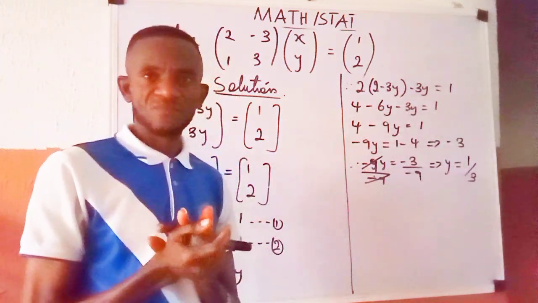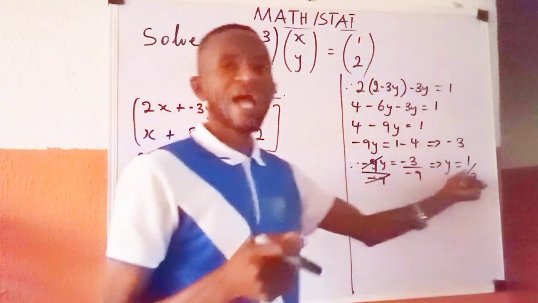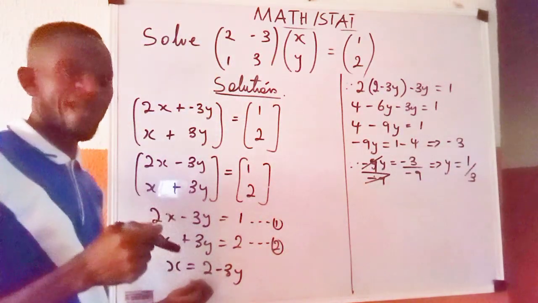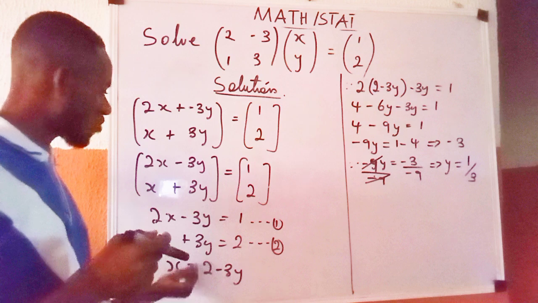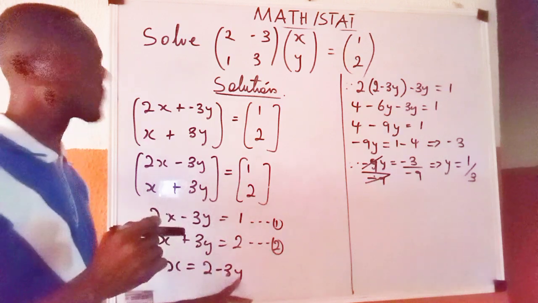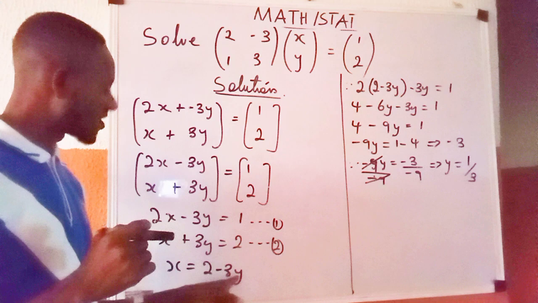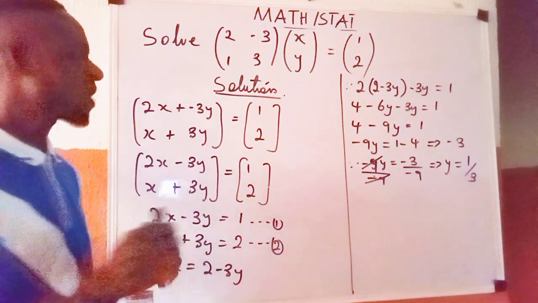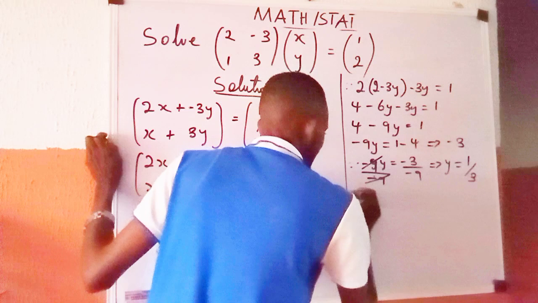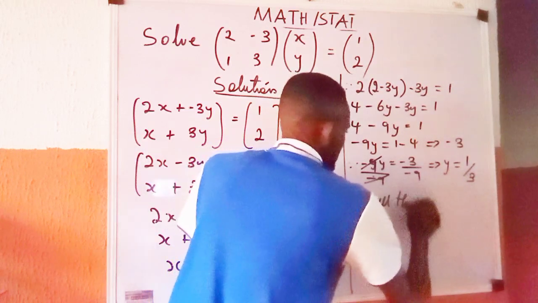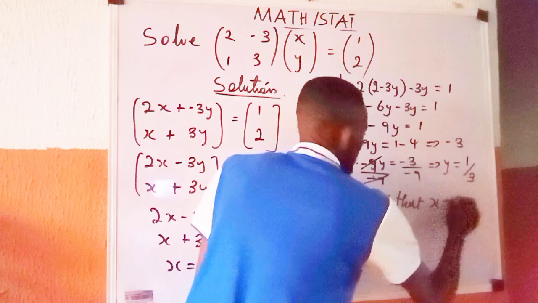Now with this y which I have found, I'll come back to this expression where I had that x equals 2 minus 3y. Now I have known the value of y. So I'm going to place it in place of this y in order to know the true value of my x. So I will now say, recall that x equals what?